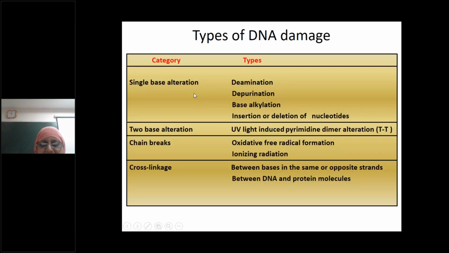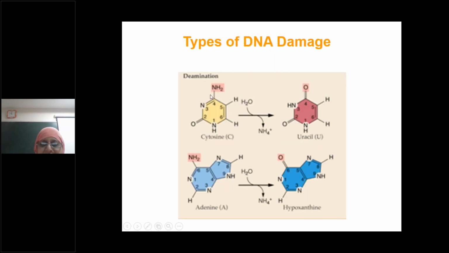Now we will see one by one what is happening. In the single base alteration, what we said either deamination may occur, depurination, base alkylation, insertion or deletion of nucleotides. So here we are showing an example of deamination here. This is cytosine, and here the amino group of cytosine is being removed. So once cytosine undergoes deamination, it will result in the formation of uracil.